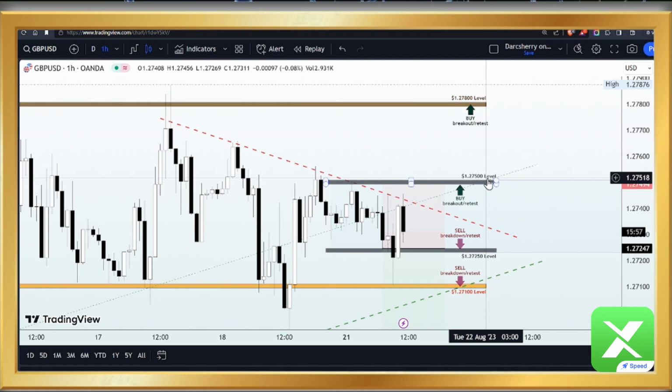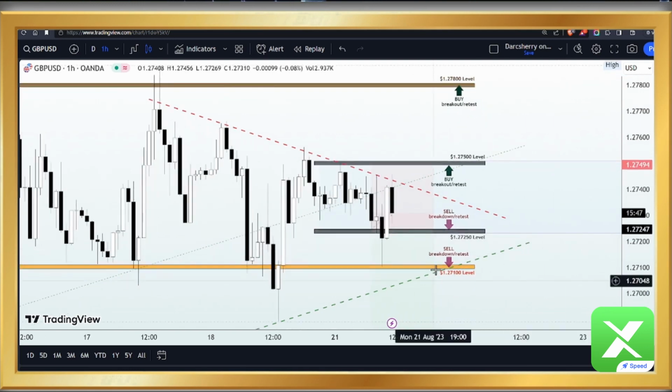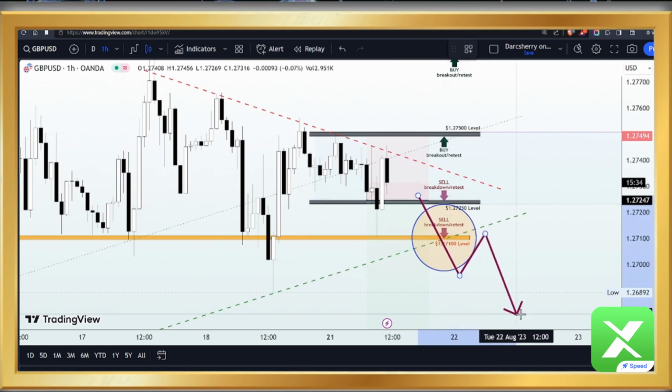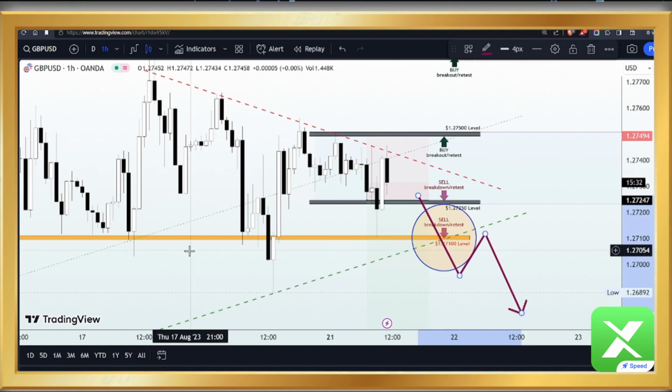Now, in as much as we're looking out for buying opportunities, we cannot ignore the potential of sellers too. For me to sell here, I'm looking at selling below the 1.271, which of course shares a confluence with that ascending trend line, as a breakdown of that 1.271 would have also broken down that ascending trend line, and a retest of structure would confirm that sellers are likely going to be dictating the pace.